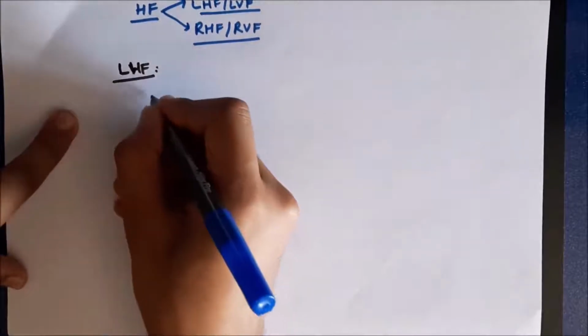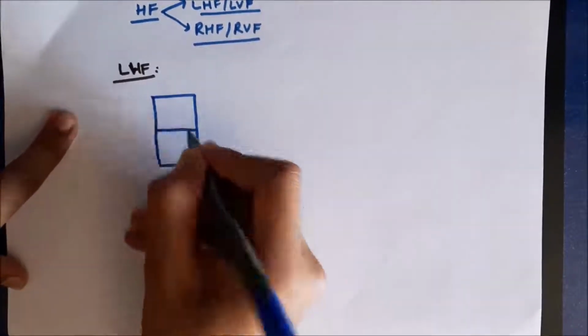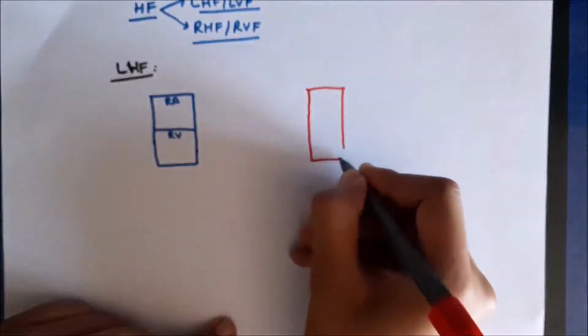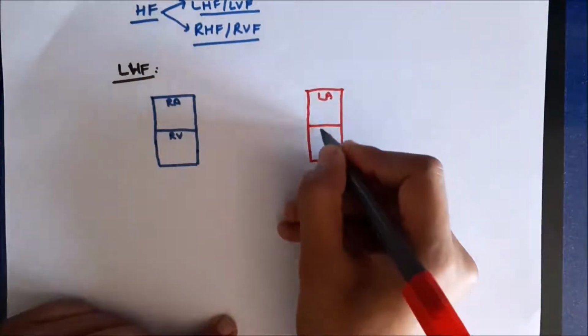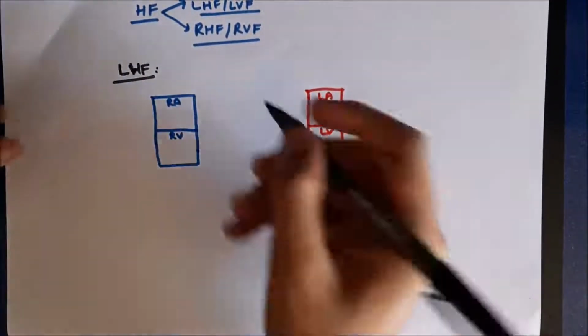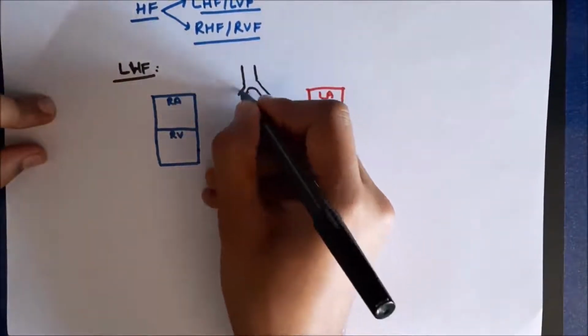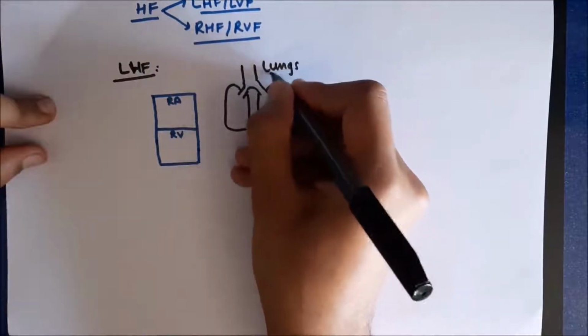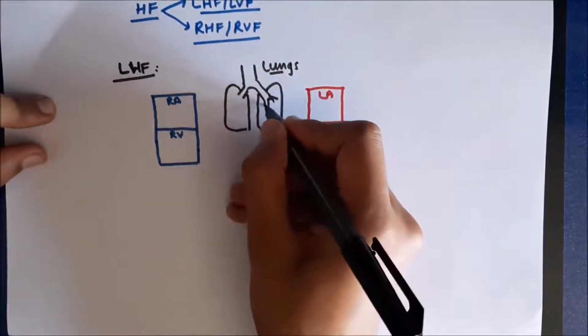In order to understand left ventricular failure, let us consider this is the right side of the heart, so this is the right atrium and this is the right ventricle. Now let us draw the left side of the heart a bit apart from this for better understanding. This is the left atrium and this is the left ventricle. Let us say these are the two lungs, and this is the trachea, these are the bronchi, and these are the alveoli.